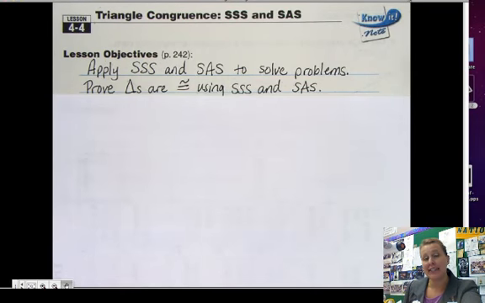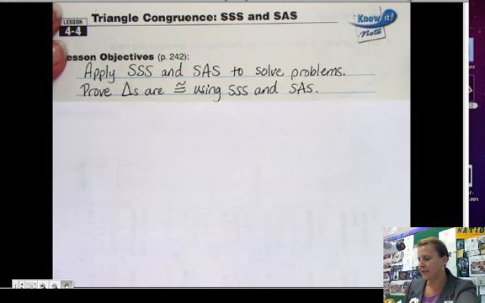All right, so now you get to learn a few of the shortcuts for proving triangles are congruent. The first two shortcuts you're going to learn today are SSS, which stands for side, side, side, and SAS, which stands for side, angle, side. So our objective today is to apply SSS and SAS to solve problems and also to prove that triangles are congruent using SSS and SAS.